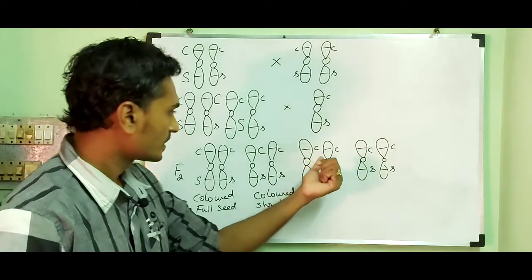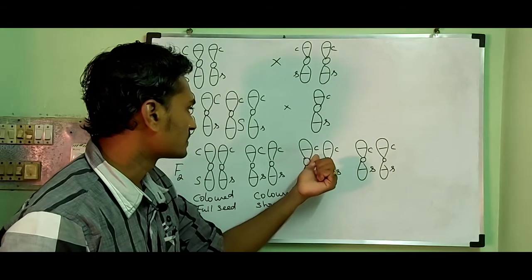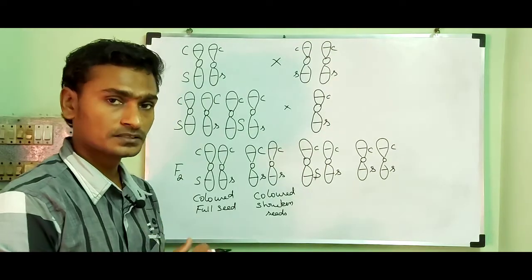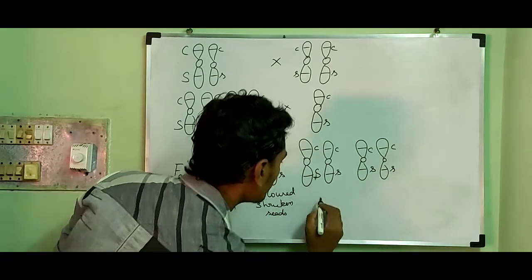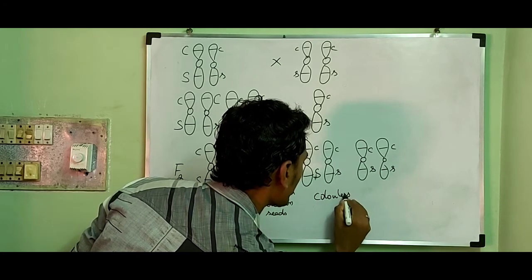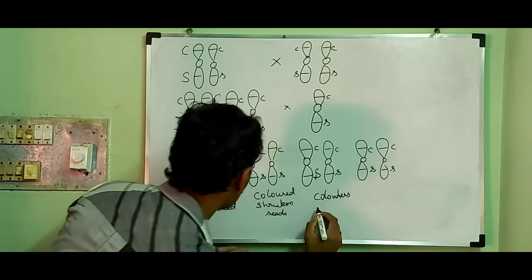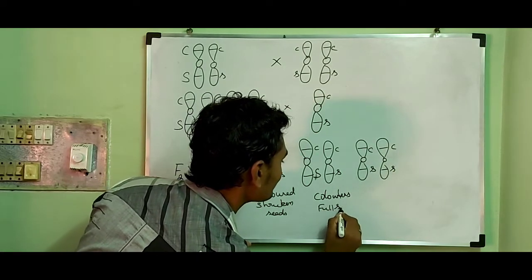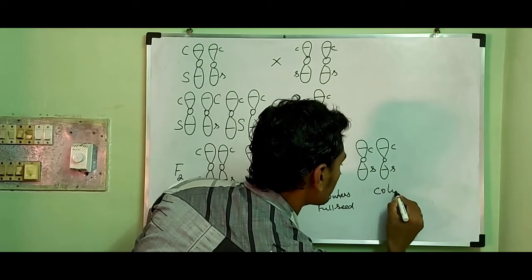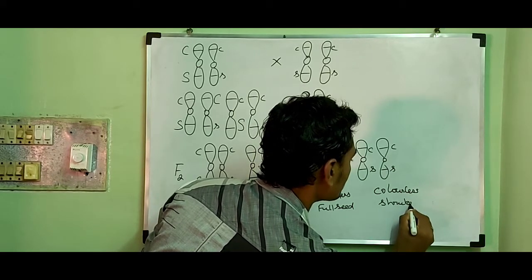Then here it shows the recessive allele for color and the dominant allele for shape. So colorless full seed. Here, colorless shrunken seed.